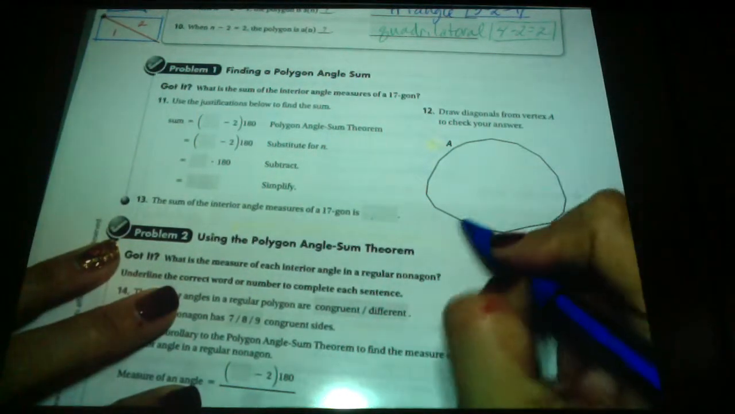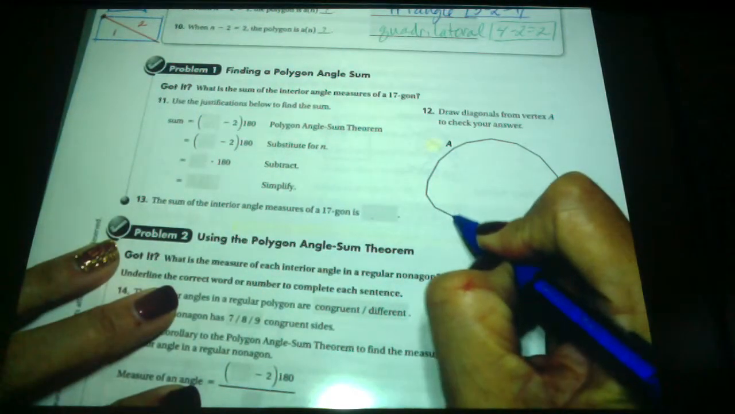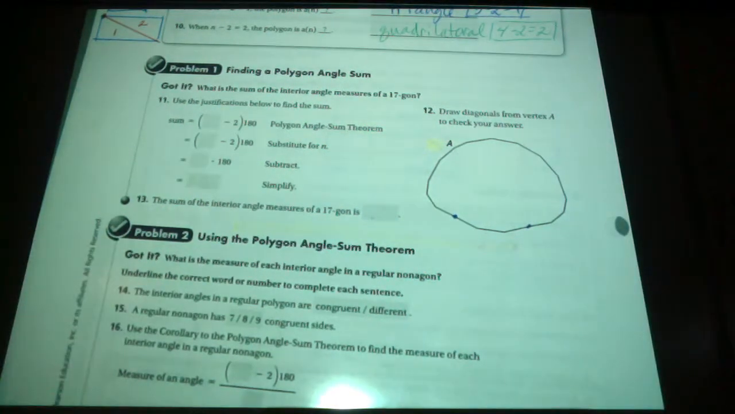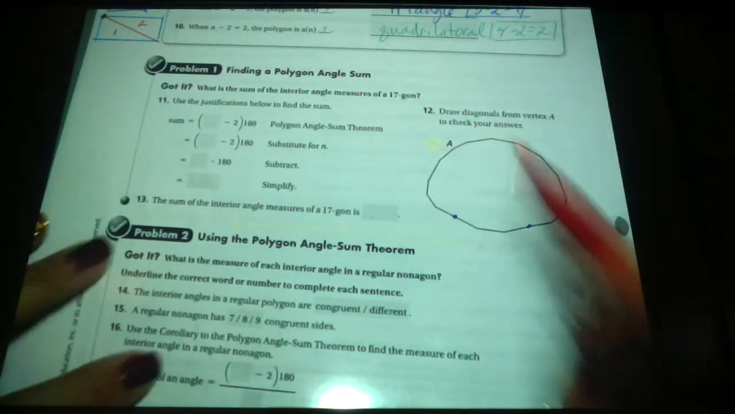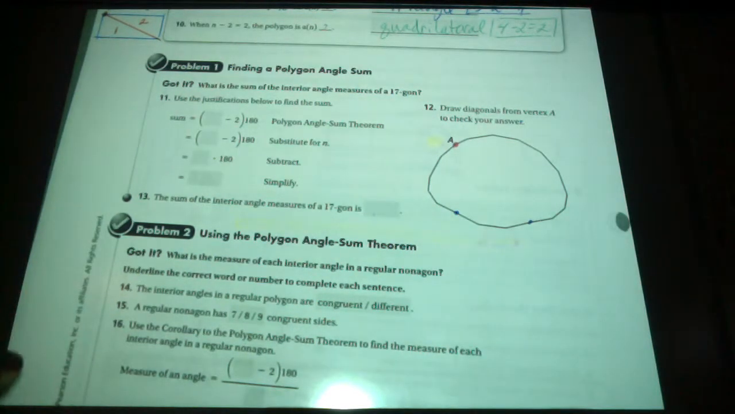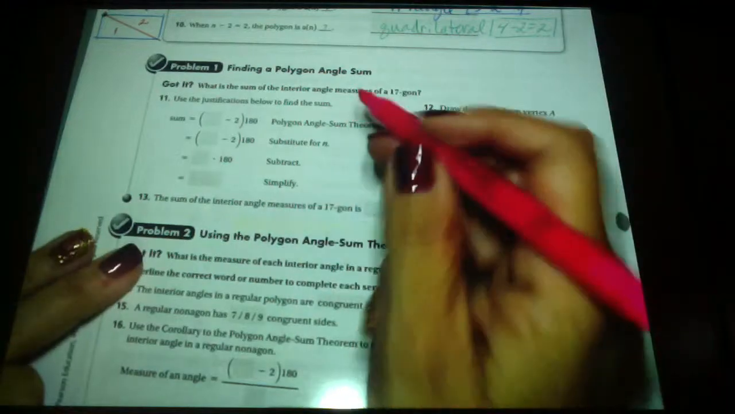So then we're going to look at a much larger polygon. This is kind of a bad picture because it's kind of hard to tell, but you also have a vertex here, so put a dot here, very hard to see, and you have a vertex here. So what I want you to do is take vertex A, and vertex A is right here. And I want you to take a straight edge. It's imperative that you use a straight edge. And this is a 17-gon.